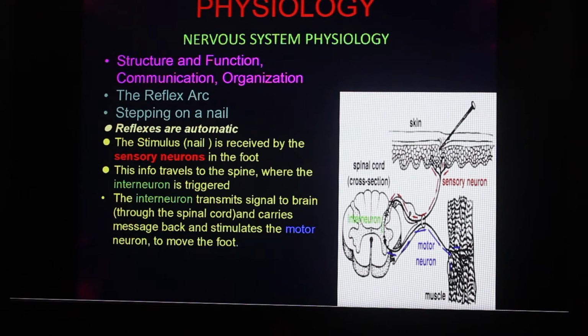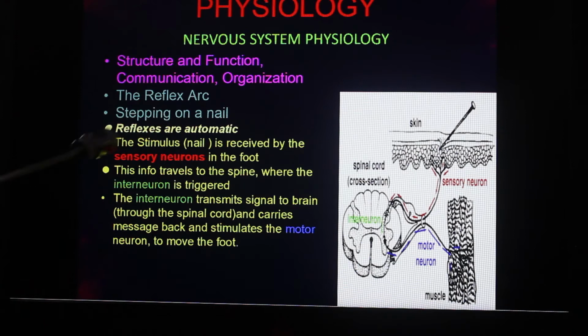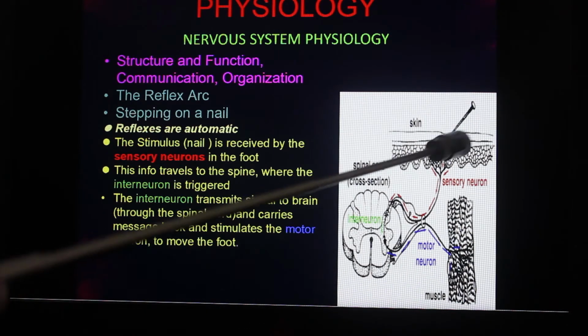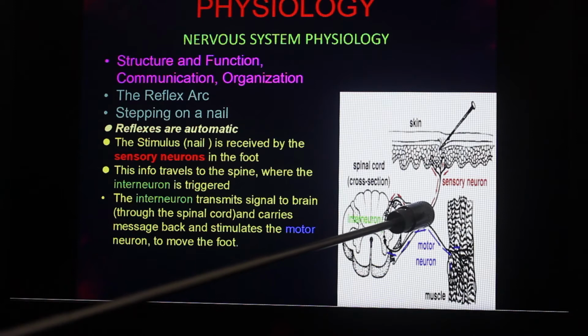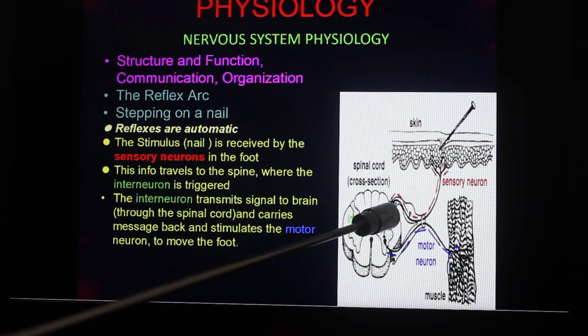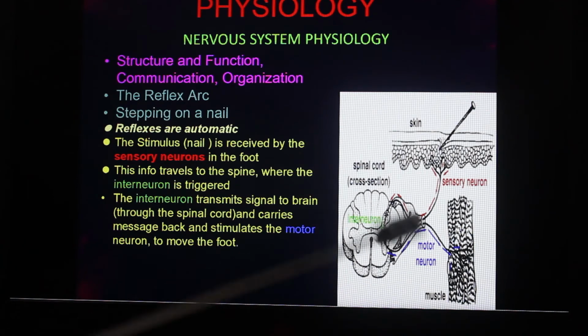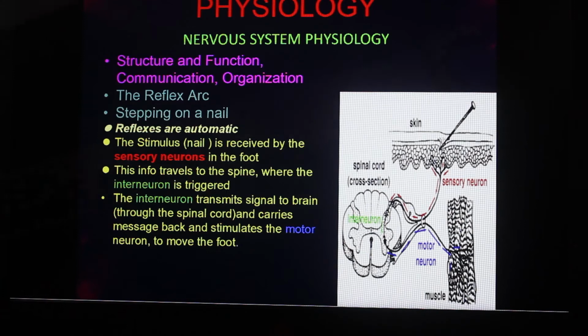That's a reflex arc, and you can see these sensory neurons with color coding. I have tried to explain the reflex arc: the sensory neuron taking the stimulus to the interneuron, and the interneuron processing it at the central nervous system, and then giving orders to your muscles to move your foot away from the stepped-on nail.